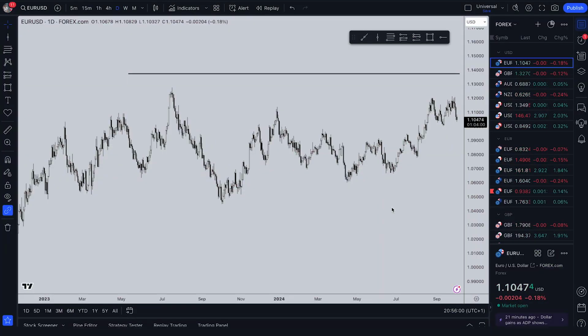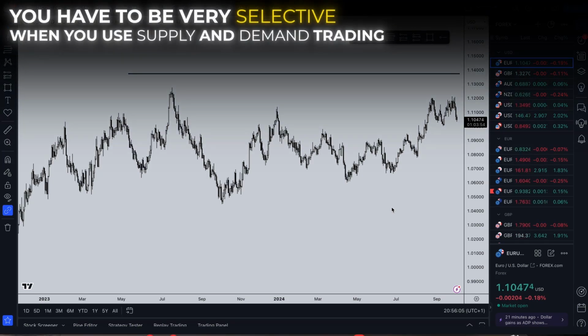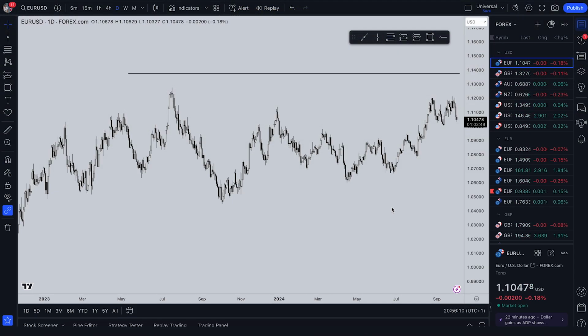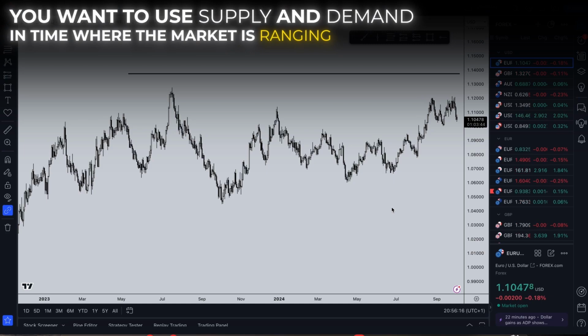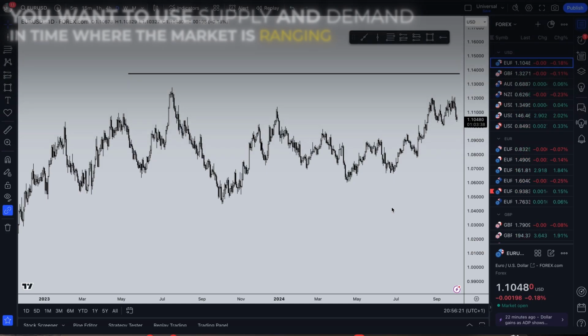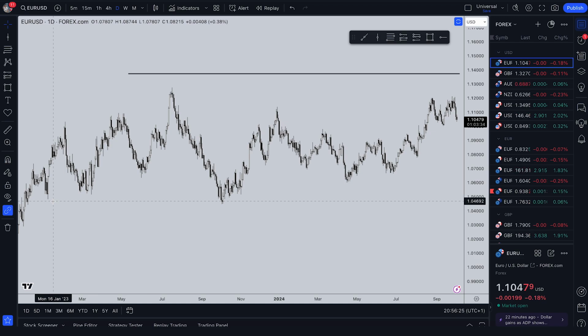So one thing I'd like to mention before I get started is you have to be very selective when you use supply and demand trading. And what do I mean by that? I'm talking about market conditions here. You want to use supply and demand in a time where the market is ranging. As you can see, this is where you can continue to use this model consistently to make a lot of money over the span of a year or so.